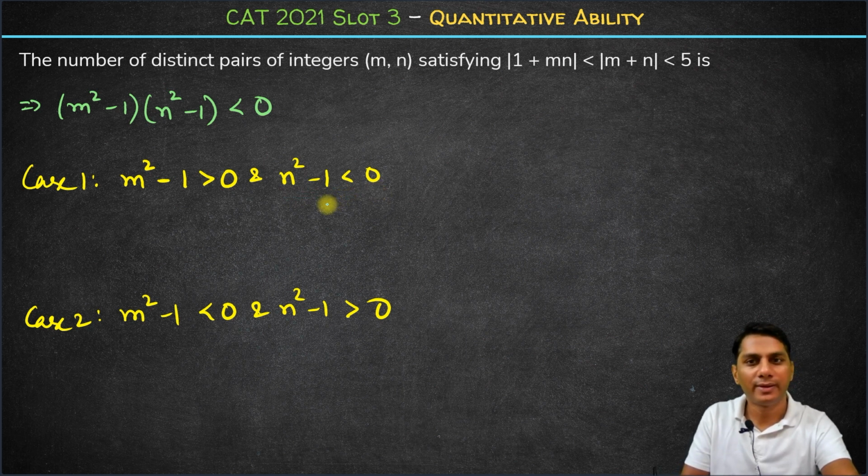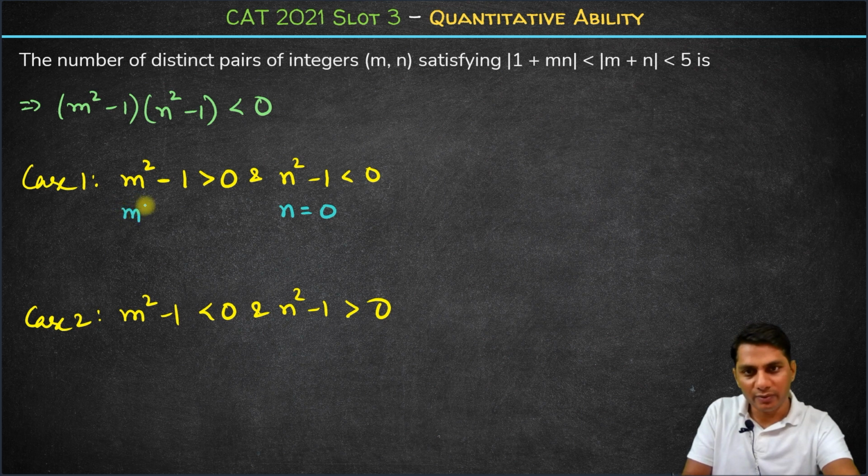Is it possible? n square is always positive. This number is always greater than or equal to 0. So the only way this whole expression is less than 0 is when n is equal to 0. When n square is 0, that is when n is 0. So if n is 0, this becomes minus 1 and then this has to be positive, right? So m square should be greater than 1 and n is 0. So now if n is 0, m square is greater than 1.